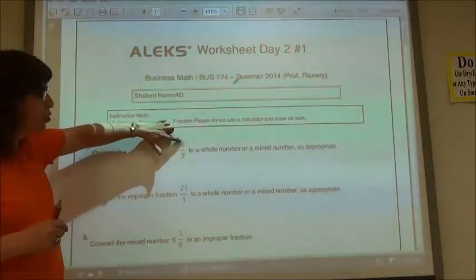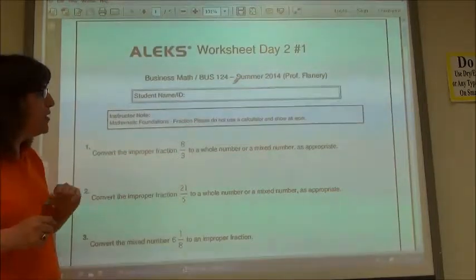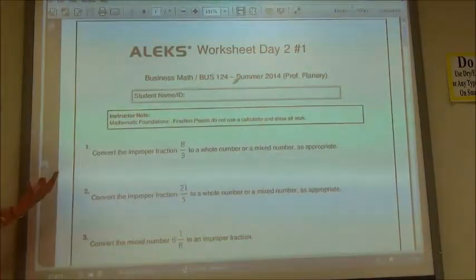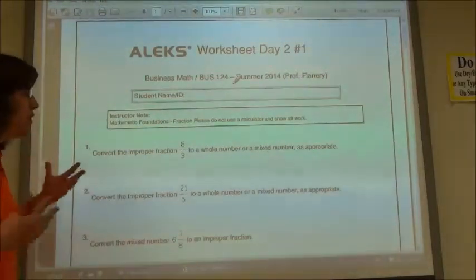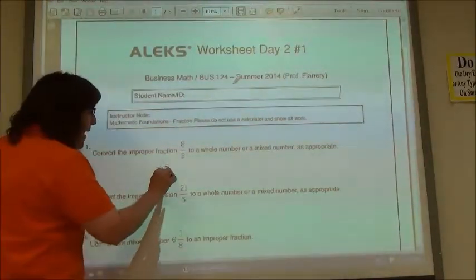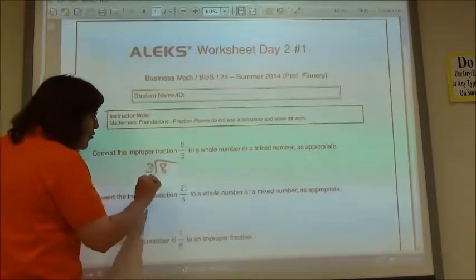Improper fraction, the numerator, which is the top number, is bigger than your denominator. Fractions are really just division problems. This is saying 8 divided by 3. So we're going to do division. I'm going to take 8 and I'm going to divide it by the 3.